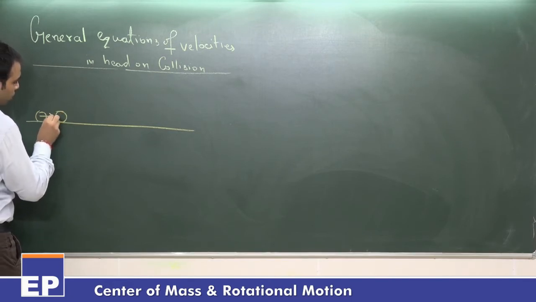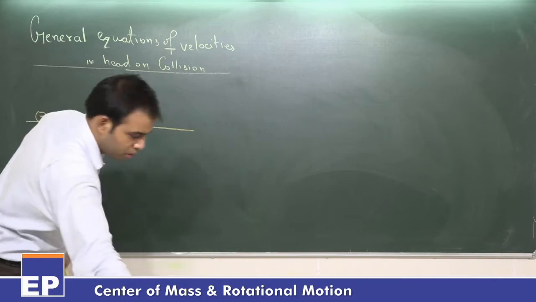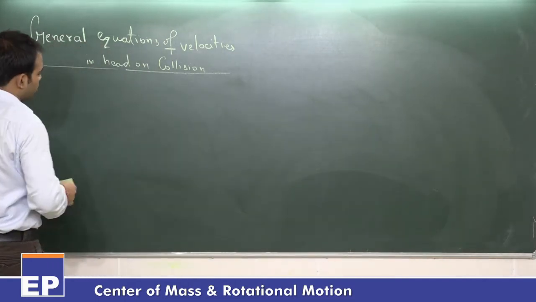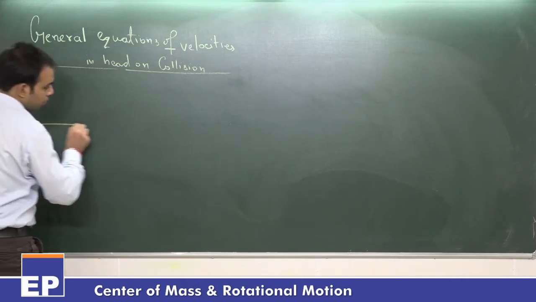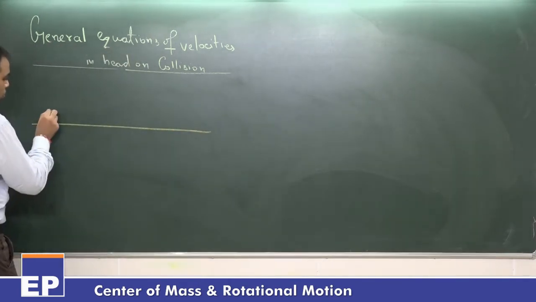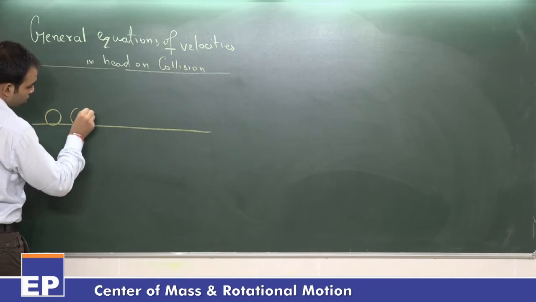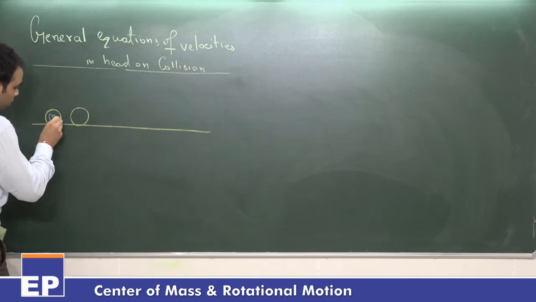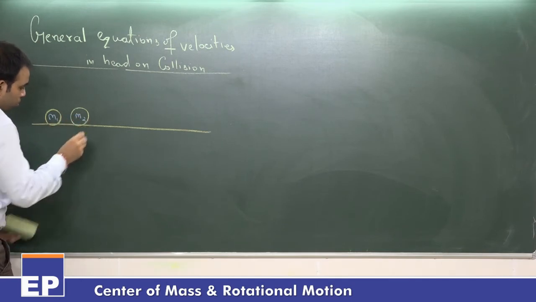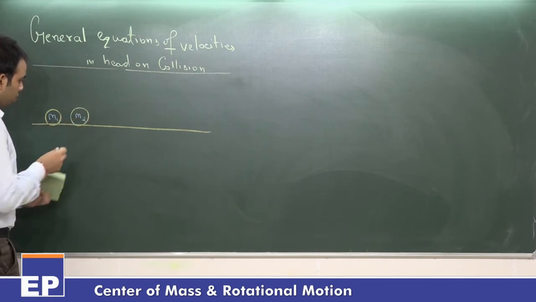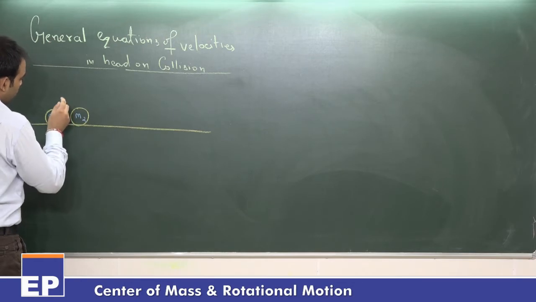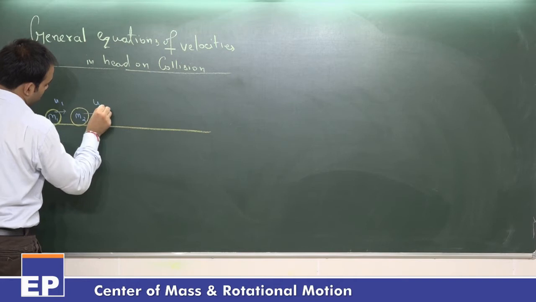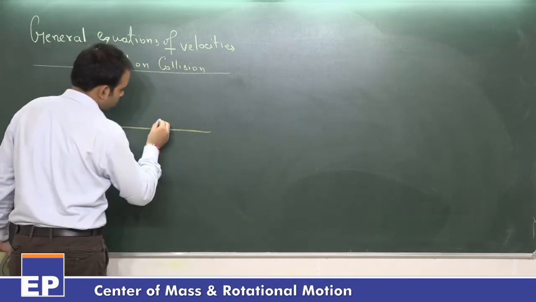If these two are moving, let's suppose we want to derive the general equation. Let's suppose the two balls are moving with U1 and U2. Their masses are M1 and M2. And these are moving with U1 and U2.